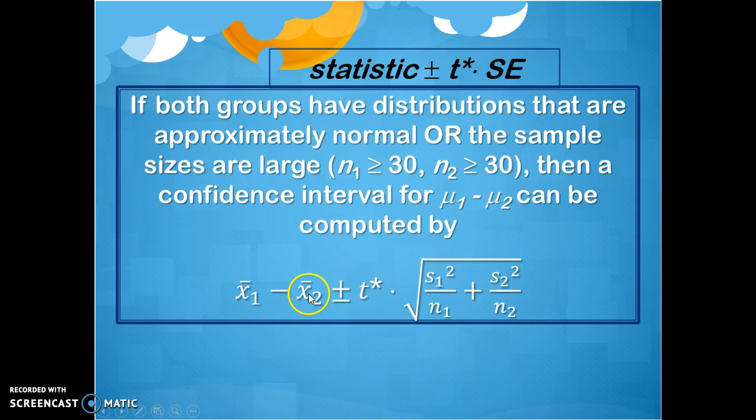In this case, for our parameter of the first population mean minus the second population mean, we just have our statistic of the mean difference of the samples, our multiplier of our t star, and then the formula for our standard error.